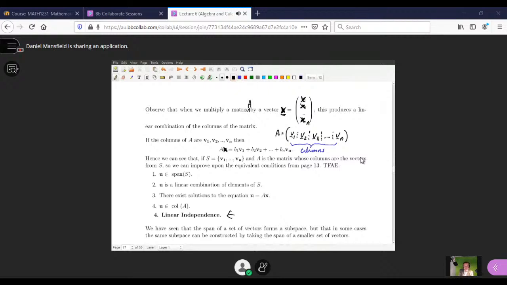Then when you multiply A by the vector X, what you actually end up with is X1 times the first column, plus X2 times the second column, plus Xn times the nth column. And it's this kind of operation of matrix multiplication, which is why if we take S as the set of columns of the matrix, then taking a matrix times any vector from the domain is automatically a linear combination.